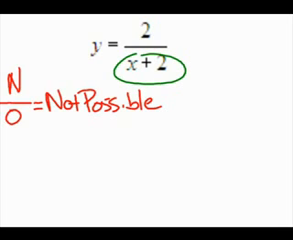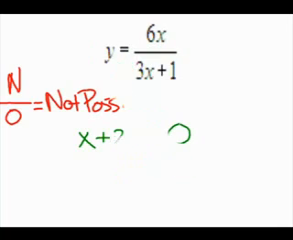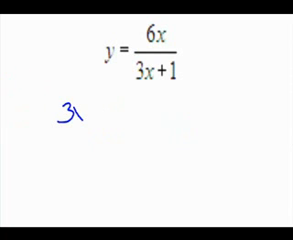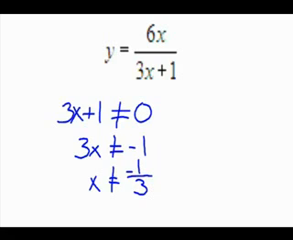So in this case, we set our x plus 2 not equal to 0. Subtract over our 2, and our domain is x cannot equal -2. In the next example, we set the 3x plus 1 not equal to 0, subtract over the 1, and divide by 3. The domain here is any number, but x cannot equal -1/3.